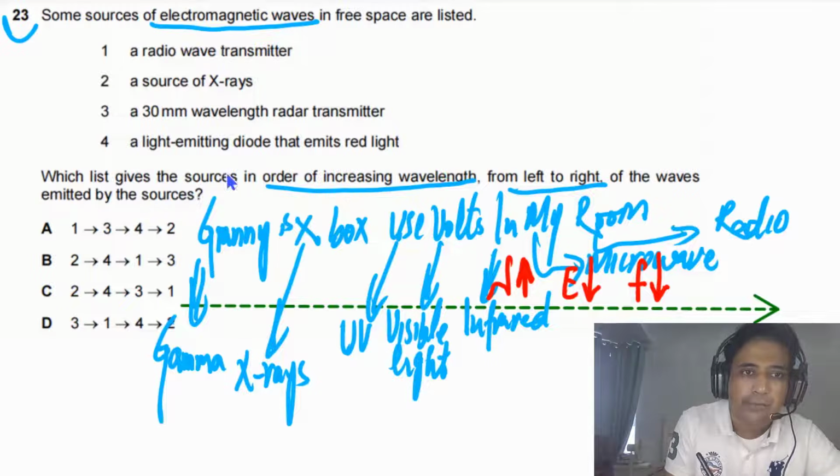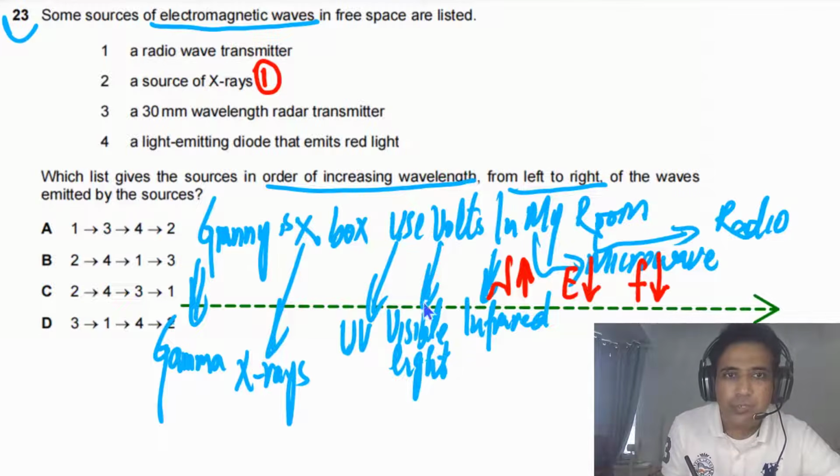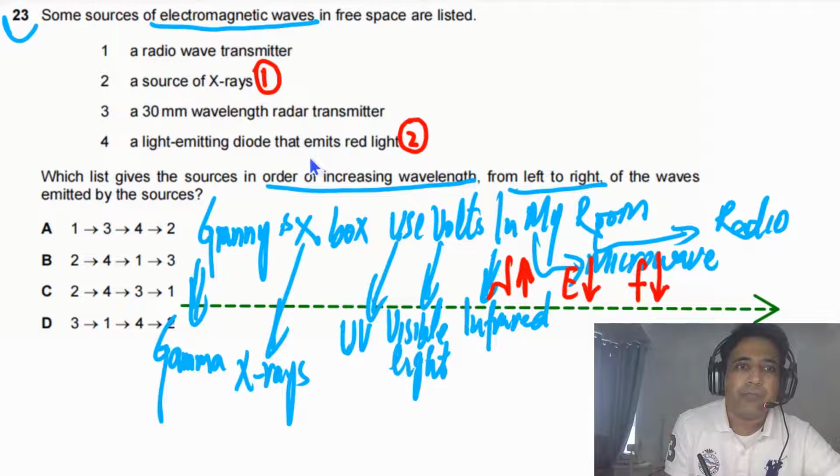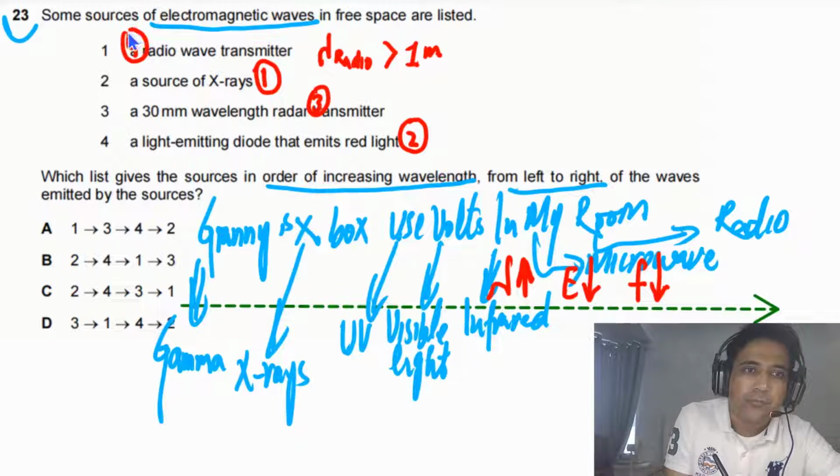We have to start from the smallest one. In this list we don't have gamma, so the first one has to be X-rays. For the second one we don't have UV, we have visible light, so this has to be the second one. After visible light comes the 30 millimeter radar transmitter, because for radio waves lambda is greater than 1 meter, and so on. So this one has to be the third one and this one has to be the fourth one.